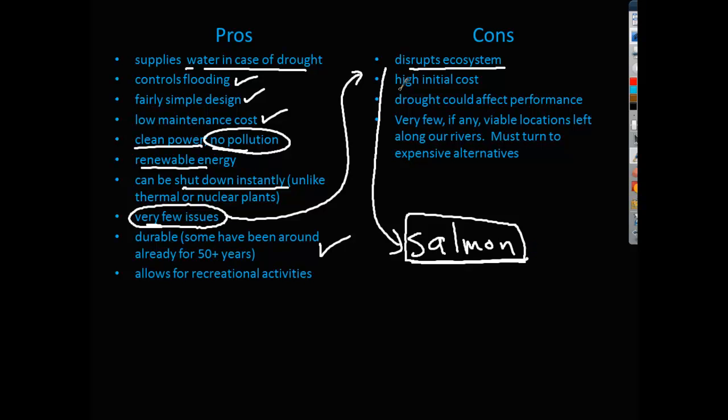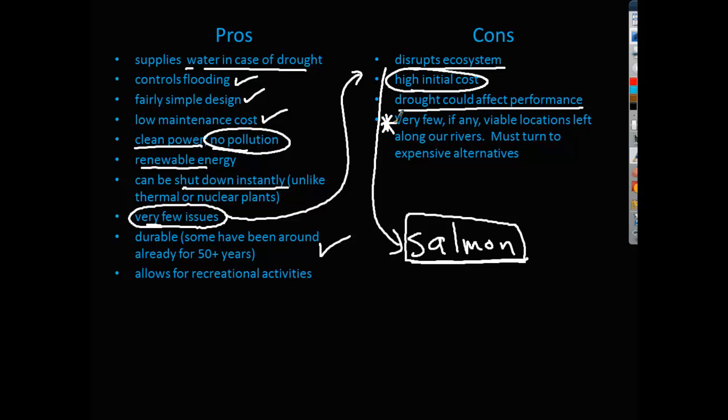The other problem is there's a huge initial cost. Dams are very, very expensive. The Three Gorges Dam in China, although nobody really knows it, they estimate somewhere between $30 and $60 billion to build that one dam. Also, drought could affect performance. As you lower the water level in the dam, you know that it's not going to produce as much energy because there won't be as much potential energy there. So you do have that problem. And probably one of the most significant things for us here in the United States is there's very few, if any, viable locations for us to put it.